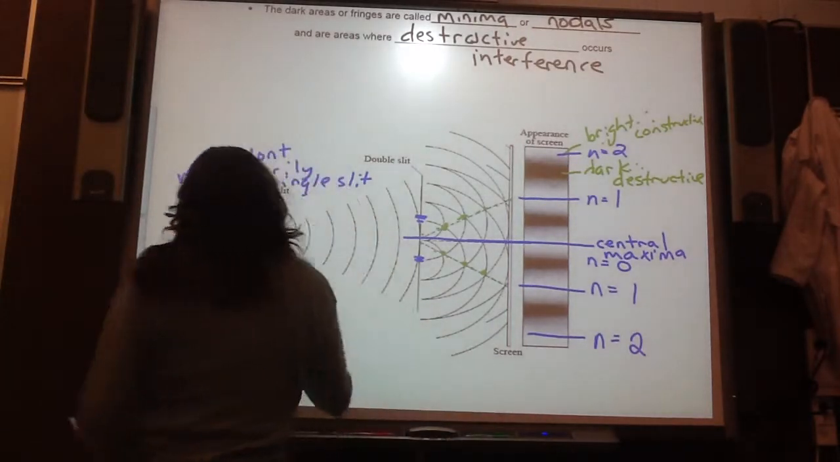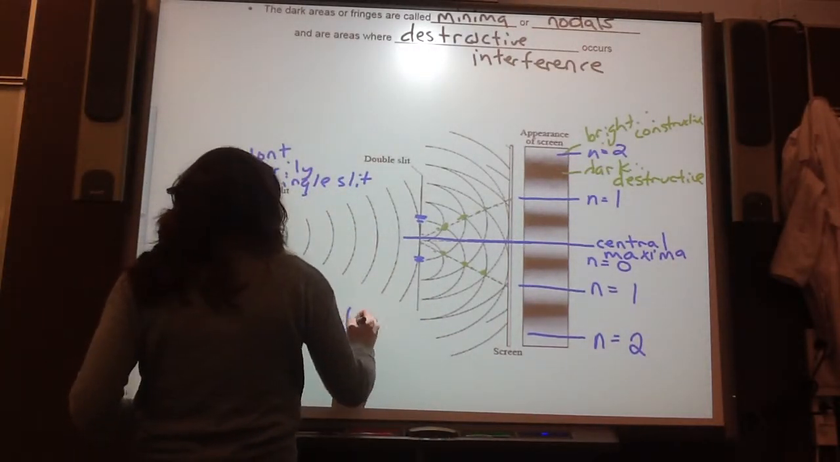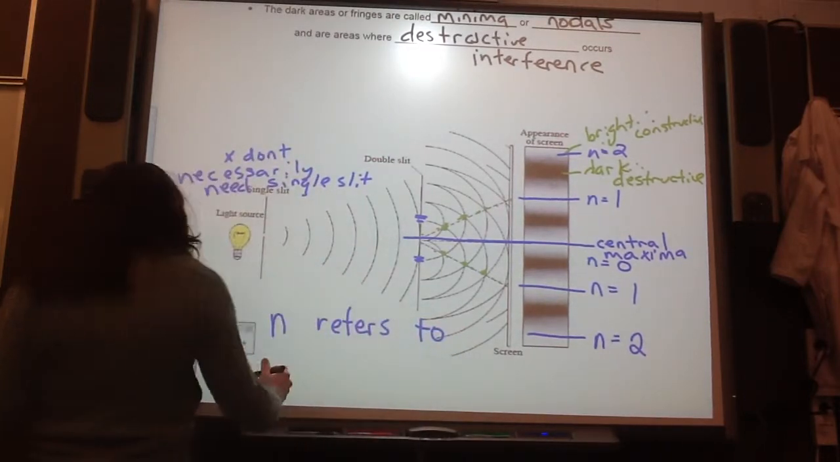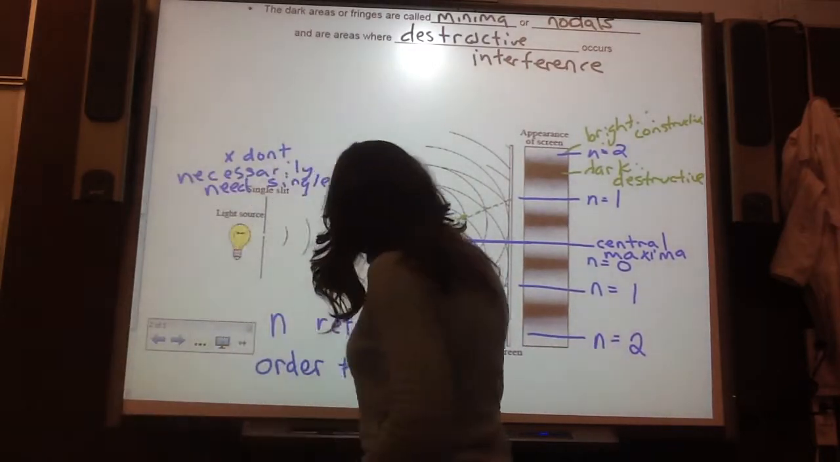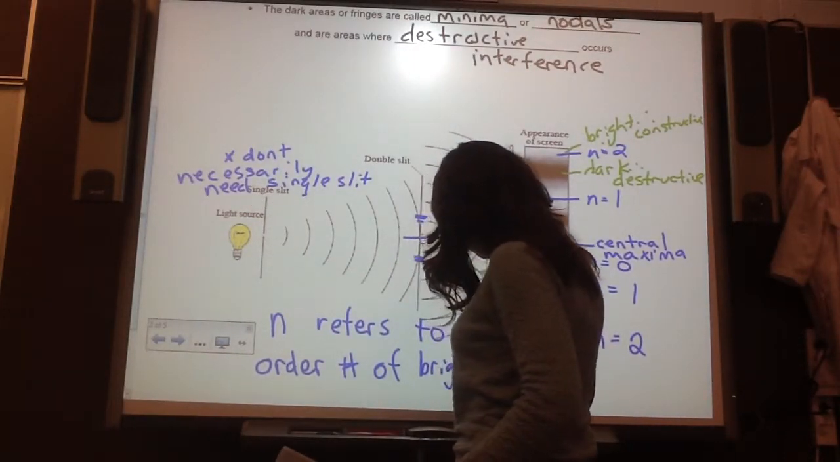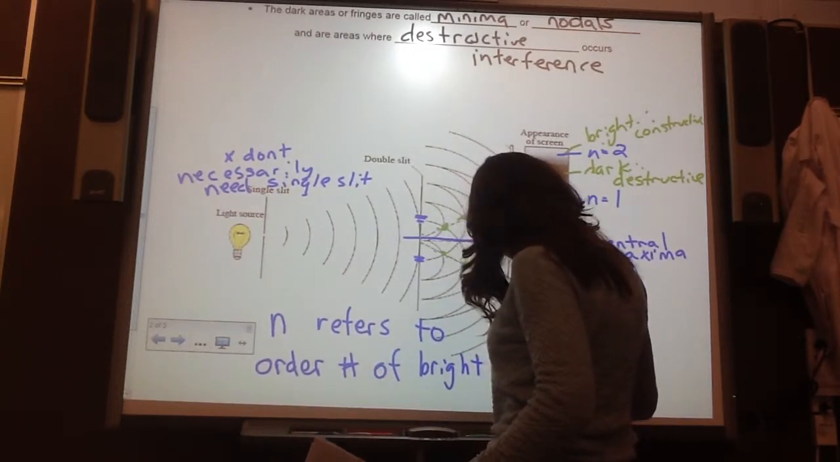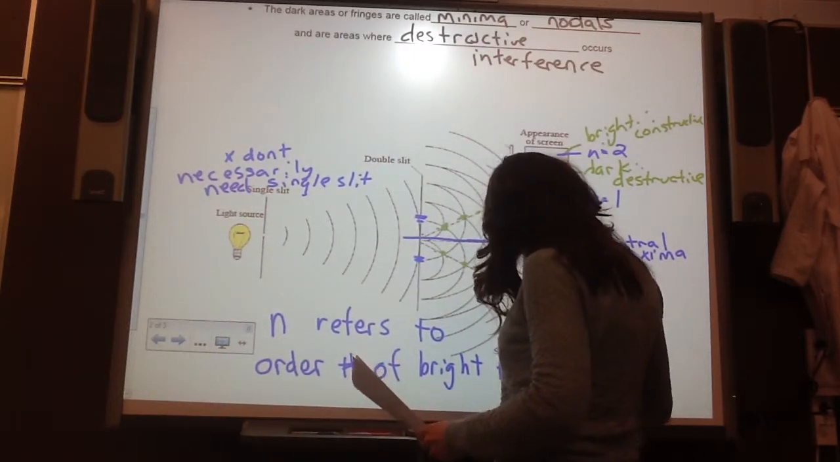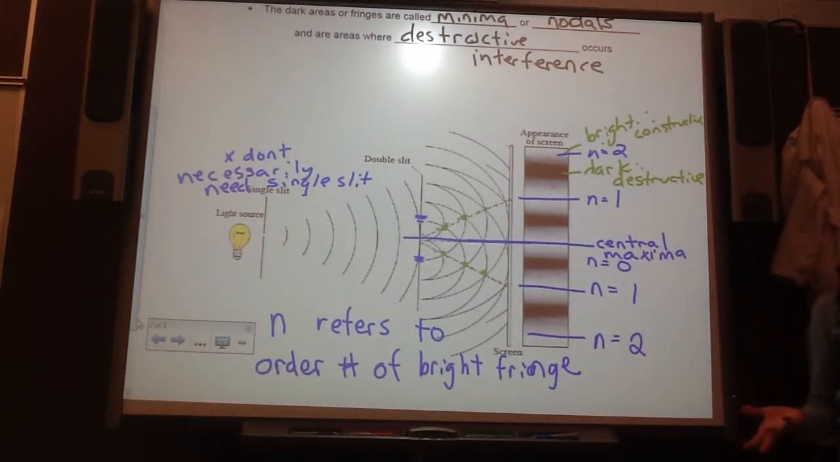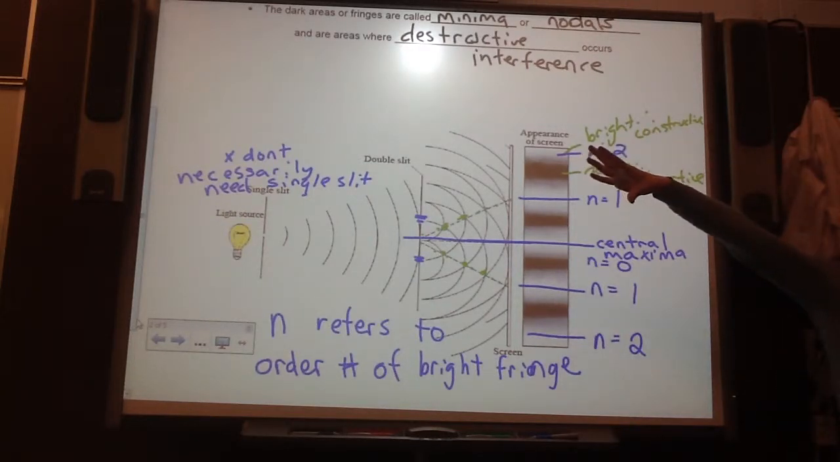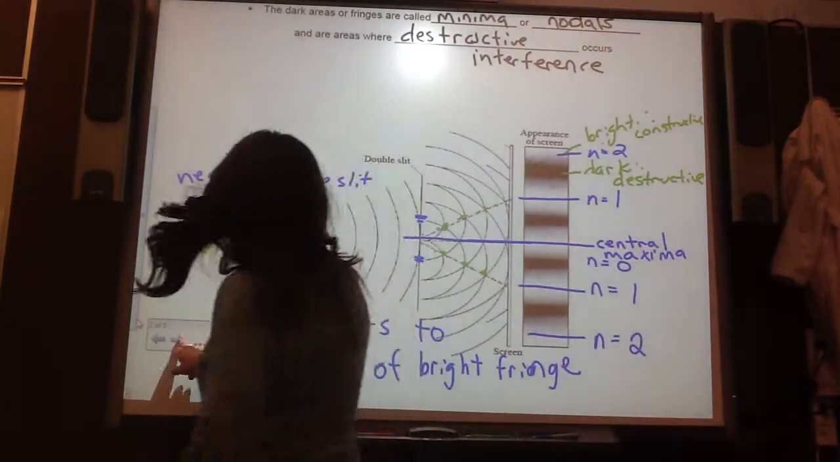I'll just put a note here. n refers to the order number of the bright fringe. So if you're told that you're looking at n3, you know that that's 3 constructive interferences away from the middle. Would it be negative if you're going down? No, it's just looking at it like a whole spectrum. Yeah, good question. No.